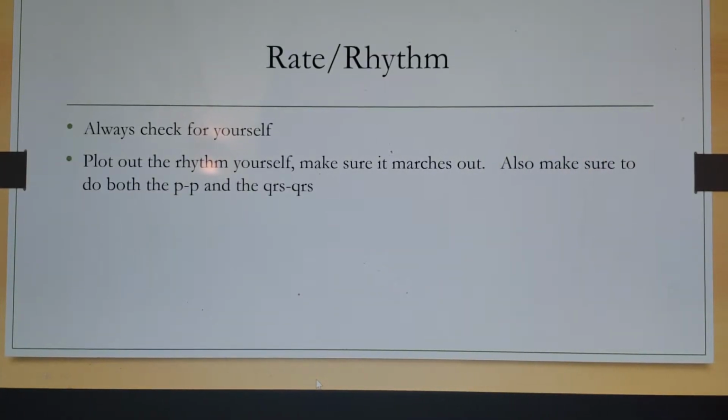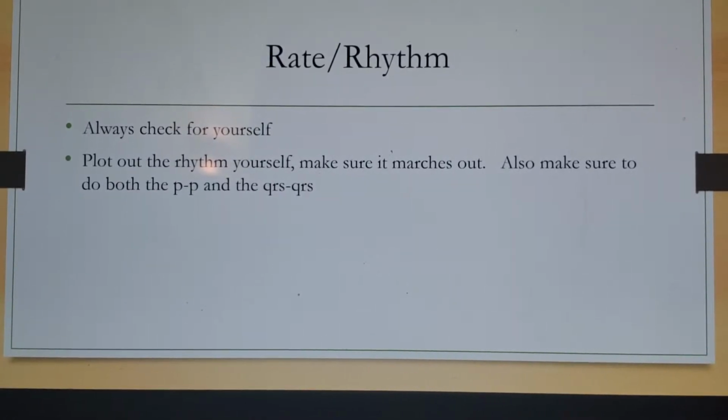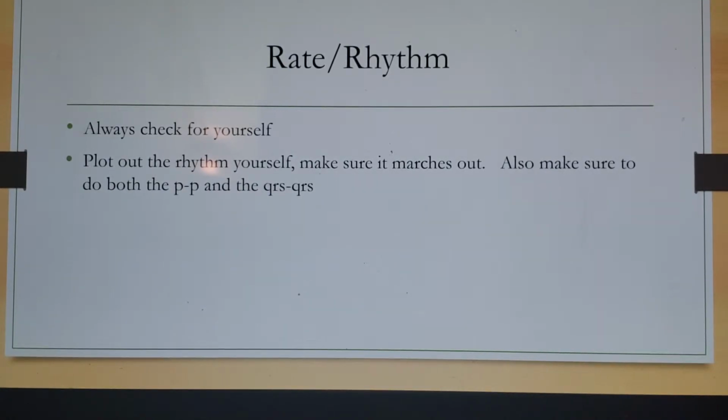So first, in your check down process, your rate and rhythm, always check for yourself and plot it out with the rhythm yourself to make sure it marches out. I don't carry calipers, nerdy to do so pretty much, but what I like to do is make a mark on a sheet of paper at every QRS and make sure that it marches out.